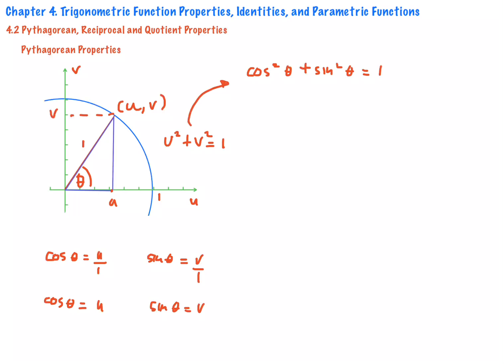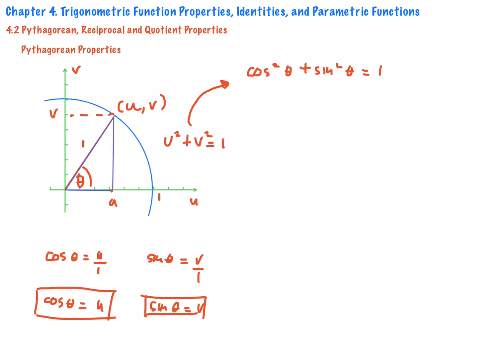So if I change this with cos theta and sin theta, I can have cos square theta plus sin square theta equal to 1. And this is the first properties, which is cos square theta plus sin square theta equal with 1. First of the Pythagorean properties.